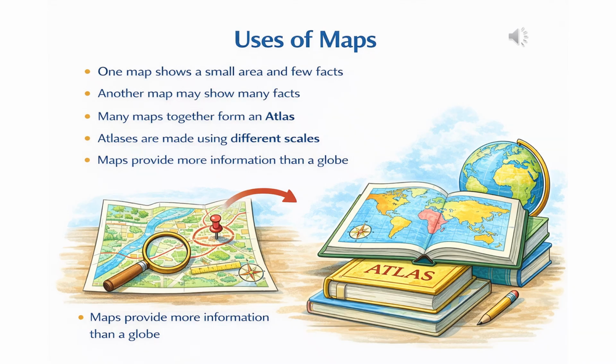One map may show only a small area with a few facts, while another map may show many facts about a place. When many maps are kept together in one book, it is called an atlas. Atlases are made using different scales. Maps give us more information than a globe, so we use maps more often.